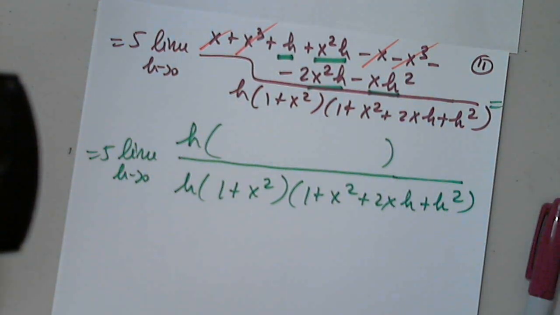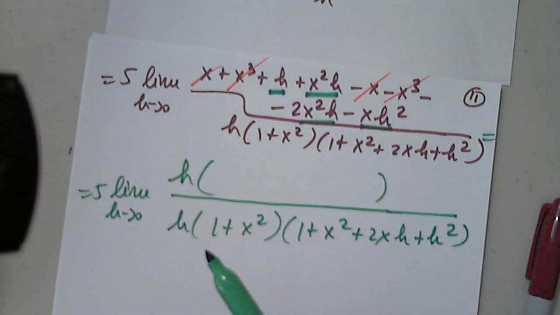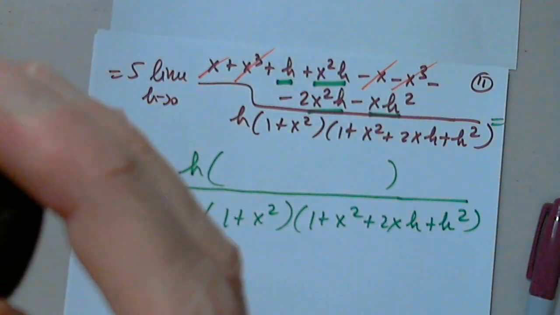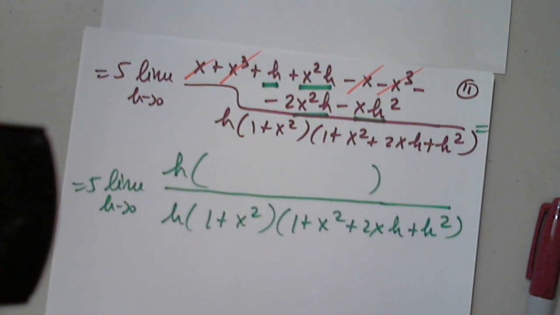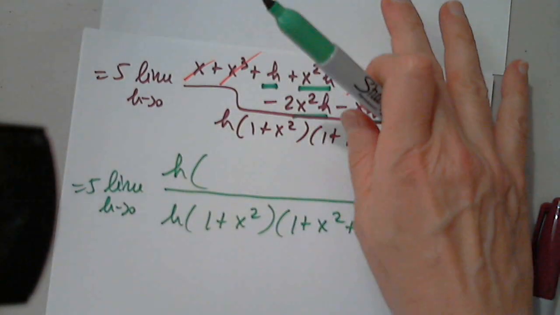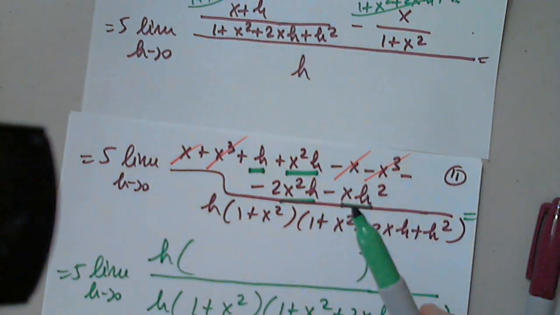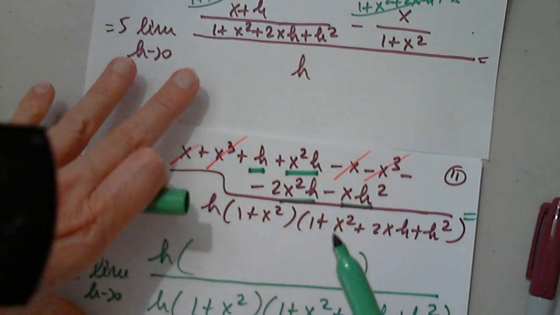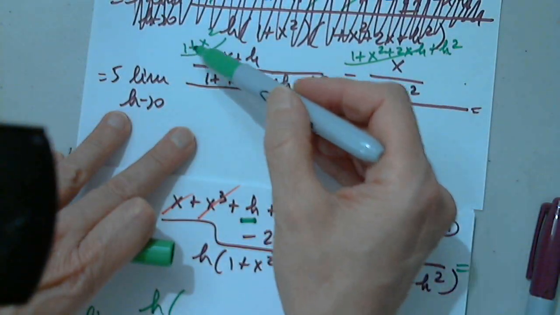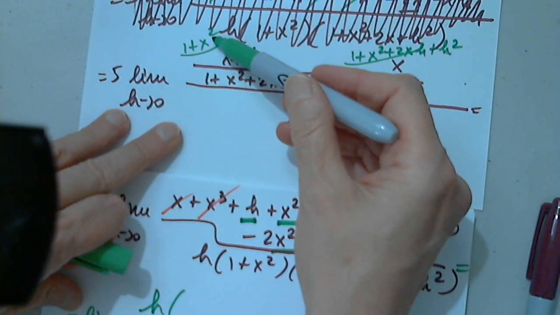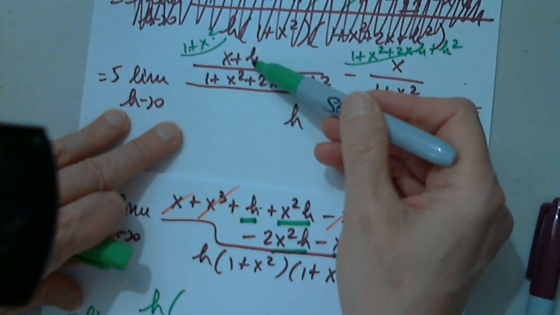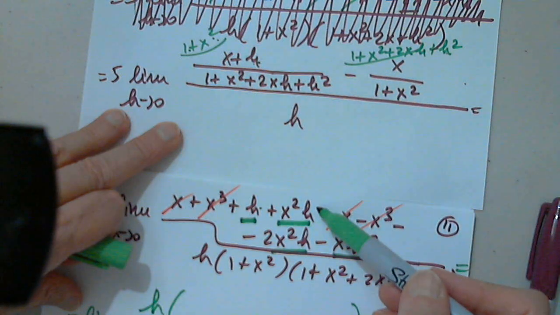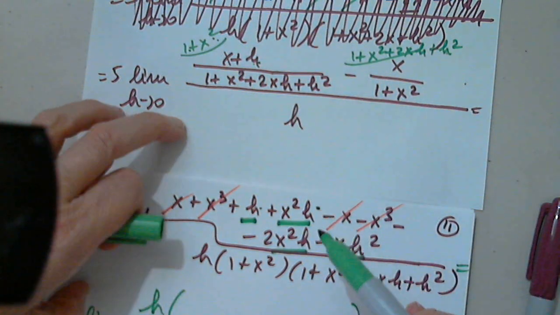Okay. Why did you put the square in between the x and the h? The numerator, why did you put the square in between the x and the h? So you have plus h plus x squared h. I think it's because we multiply it. So x times 1 is here. X times this is here. H times 1 is here. H times x squared is here. Oh, okay. That's it. Better?